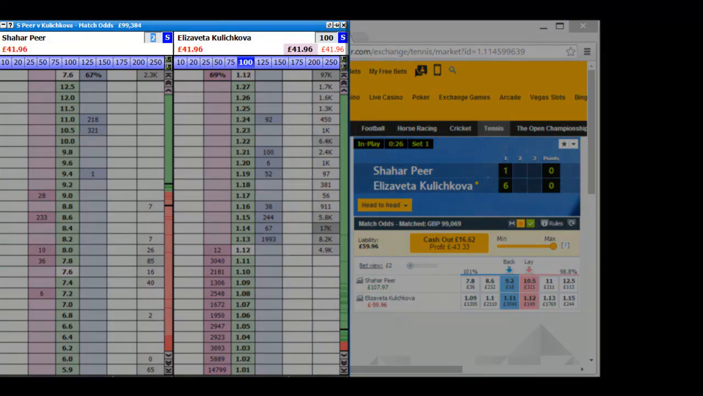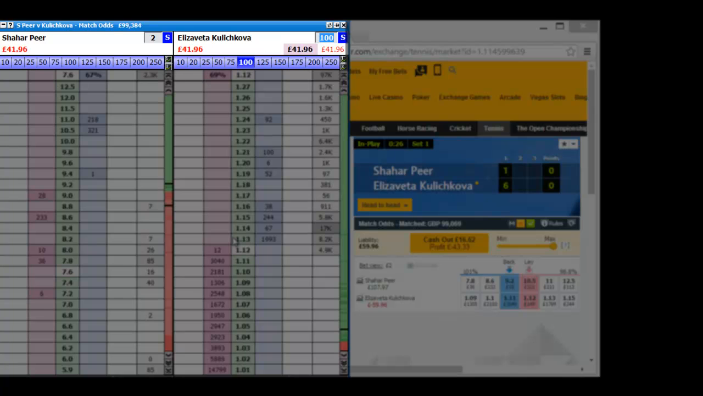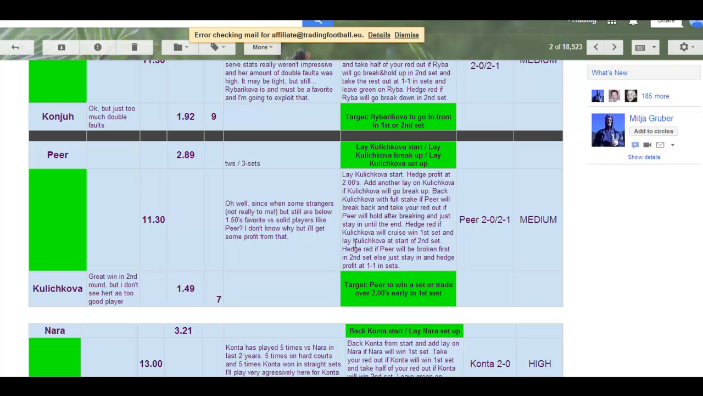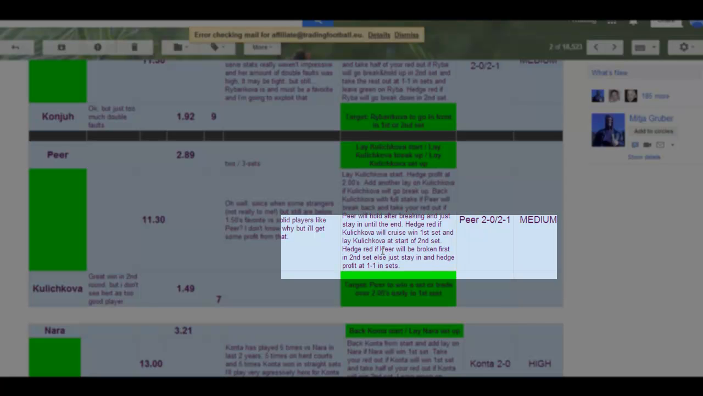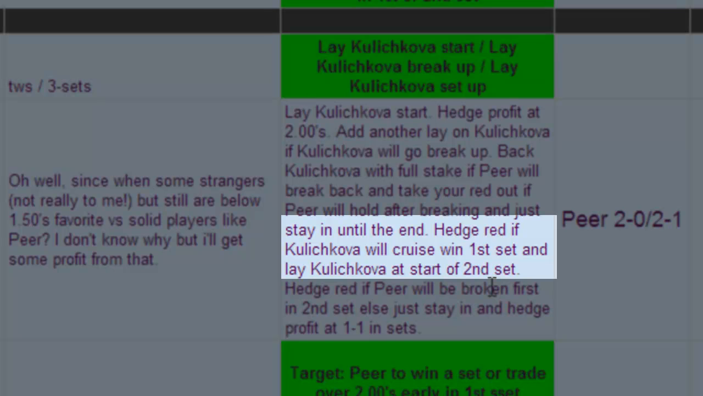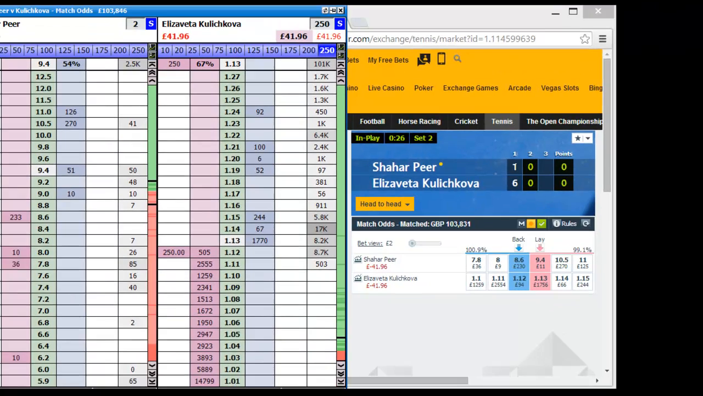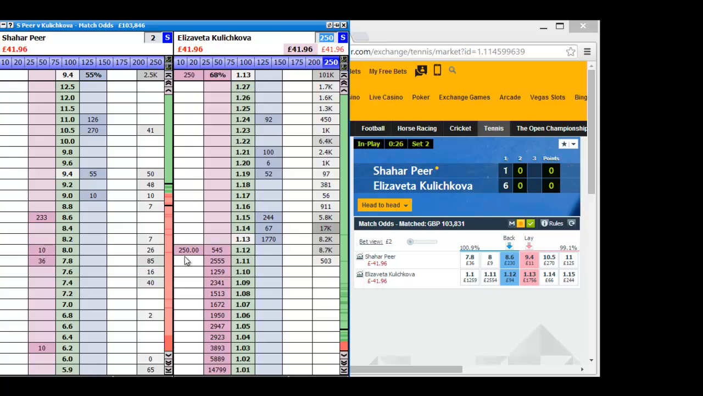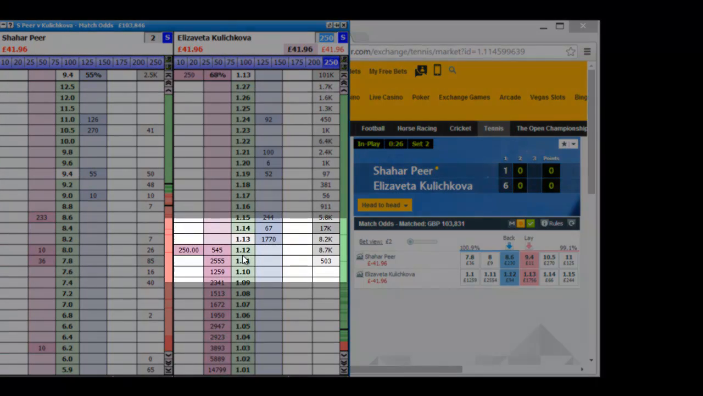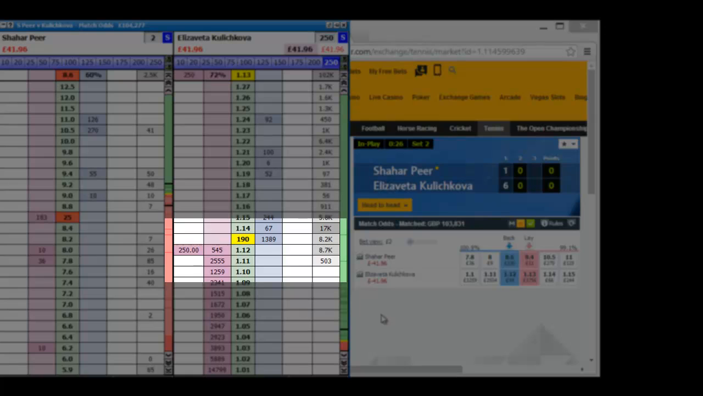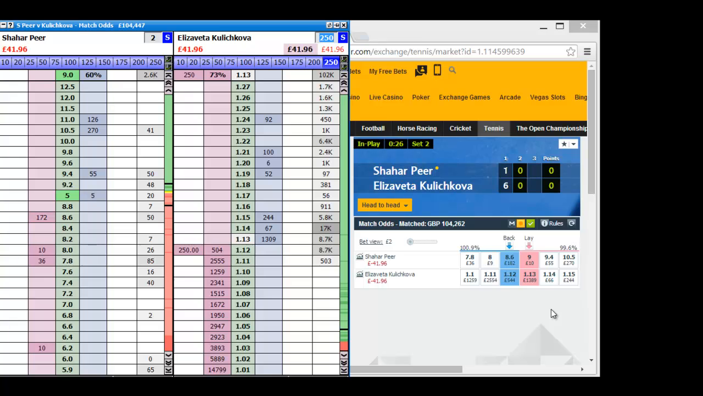Excuse me, before we start that, we're going to hedge the red first of all. So we've actually hedged out for red there at the end of the first set, and so we have a liability now of £41. It was £71, remember, during the game. And so this is where we're going to be putting our second big lay-in at the start of the second set, and we can lay at odds of 1.12 for £250.